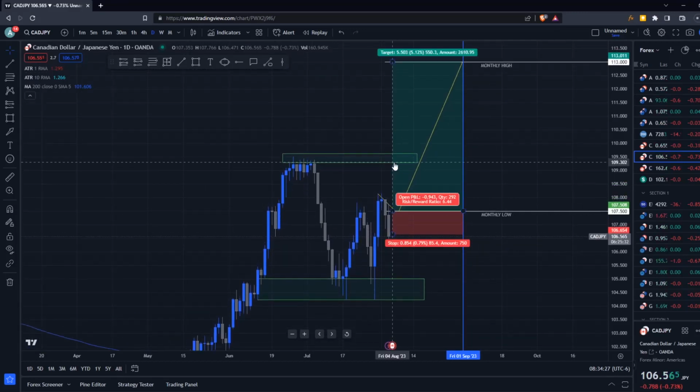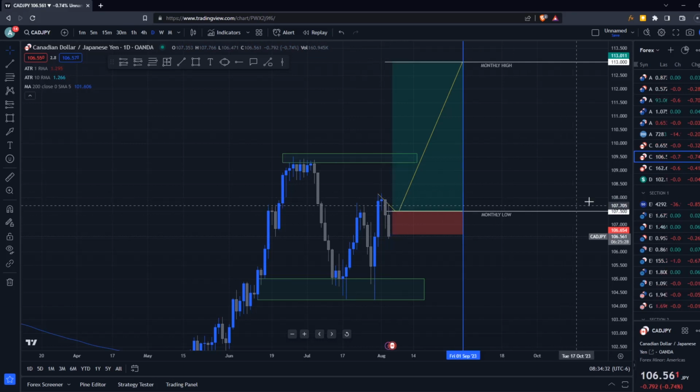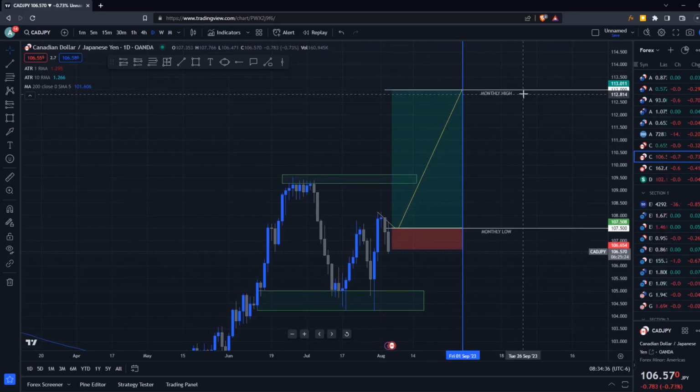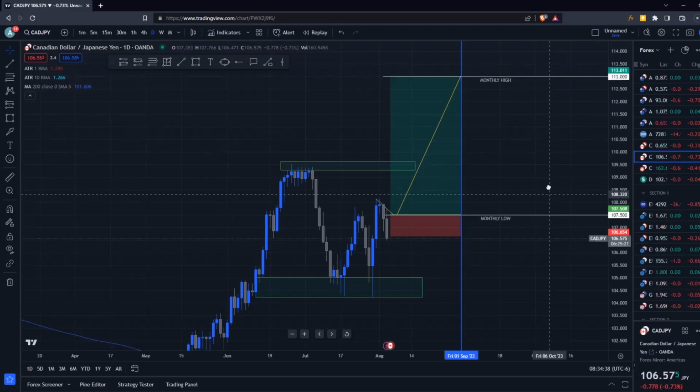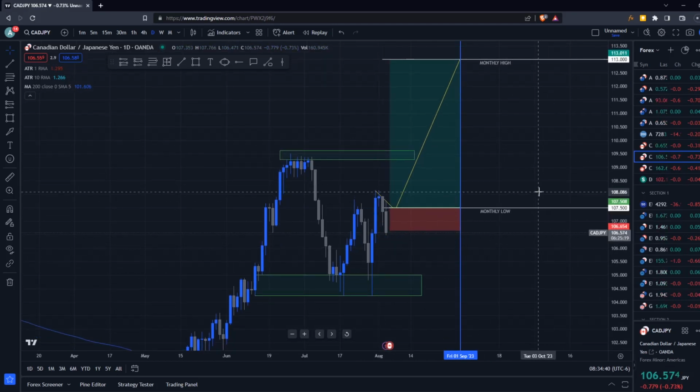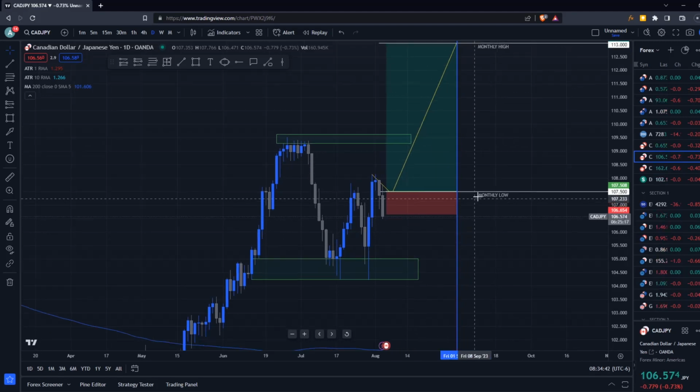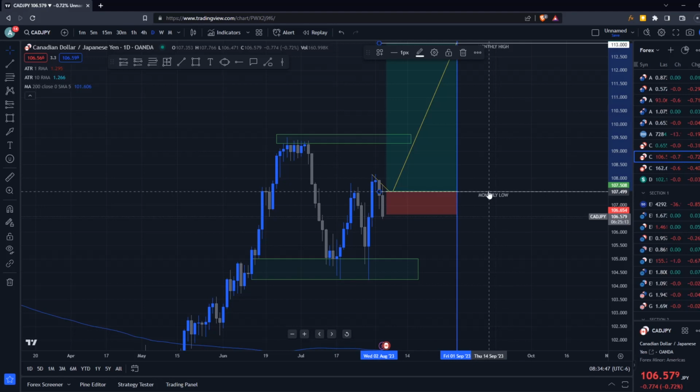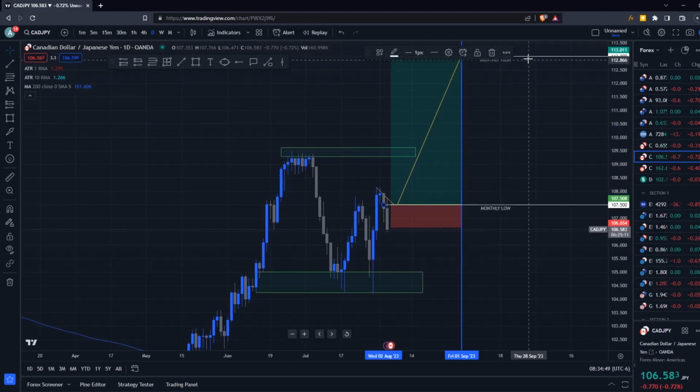CAD yen. Okay, so I drew this out. I marked down this 107.5 level just as a trial kind of thing, just to see what it would do, and it went through that. So 107.5 is not our low for the month, and based on the rest of this, I would say that this is actually going to come back down to this zone that it already has here.